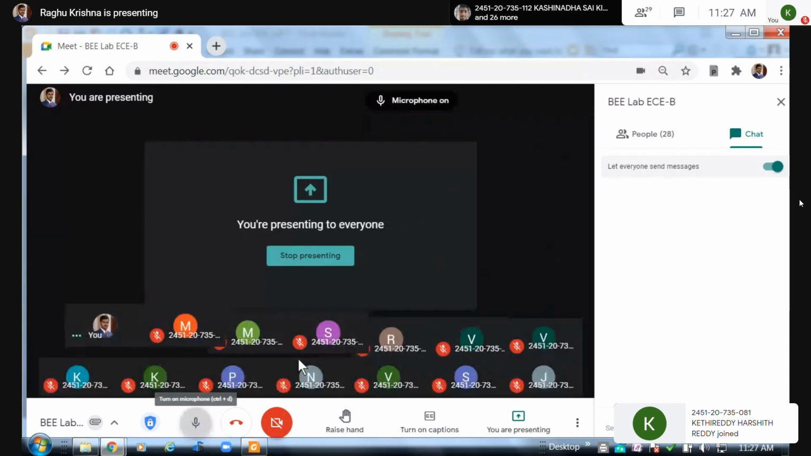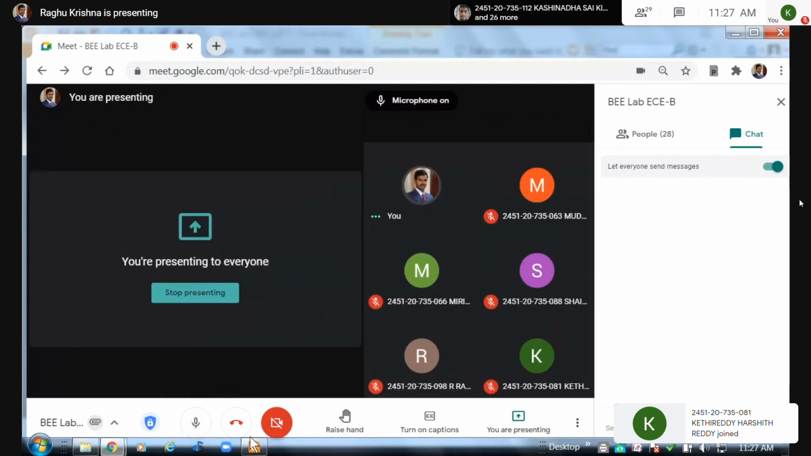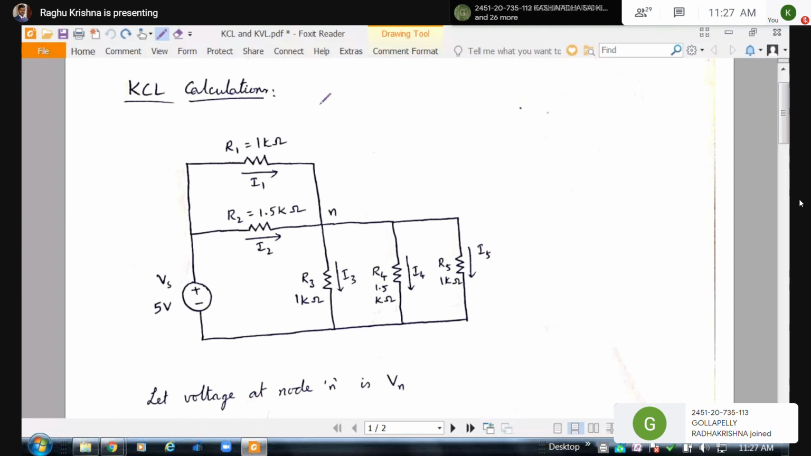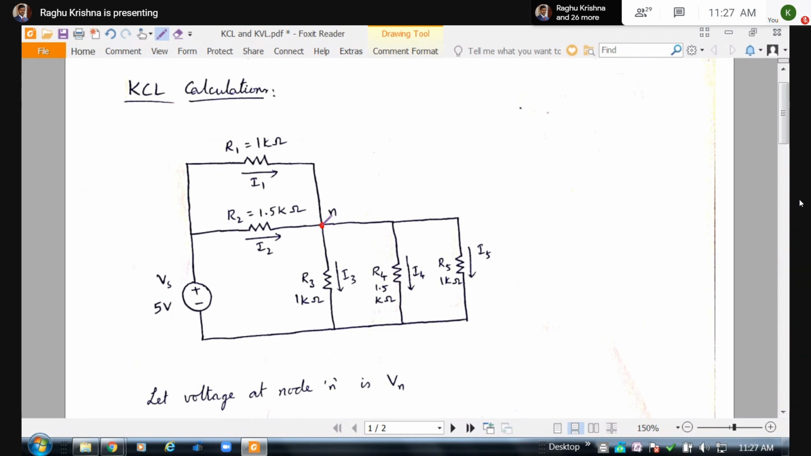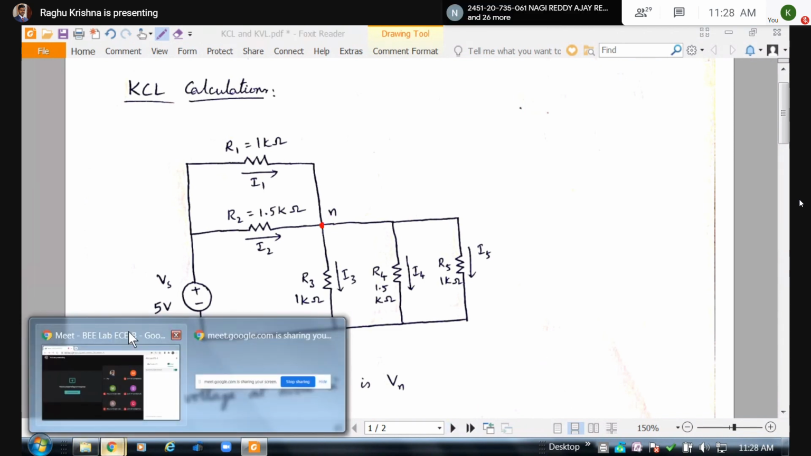Is not affected by any other voltage source. Yeah, see here. So this is the node N. Or some disturbance is there. Yeah, what is your problem? Are you able to see the screen? Yes, sir.